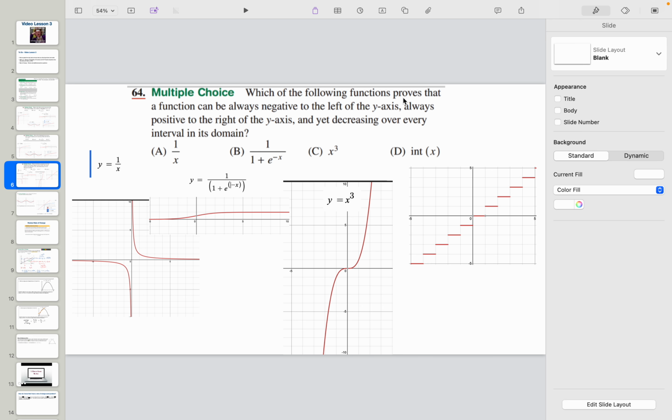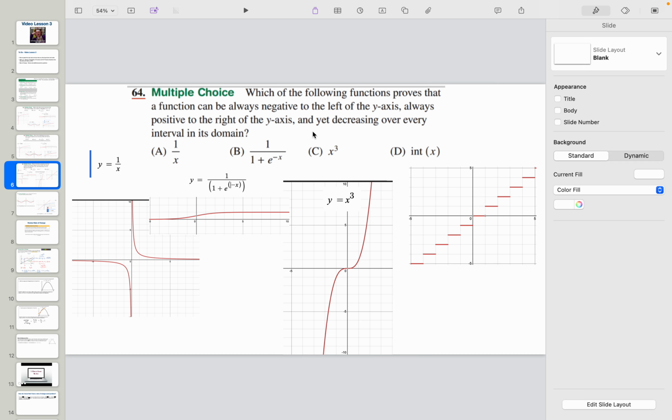On 64, which of the following functions proves that a function can always be negative to the left of the y-axis and always be positive to the right, and yet be decreasing over the interval in its domain? So let's look for the first part. Which one is always negative to the left and always positive to the right? Well, only this is negative to the left and positive to the right. This is not, right? It's not negative at all, so it can't be here. This is always negative and always positive, and this is always negative and always positive. So the only choice we got out is there.